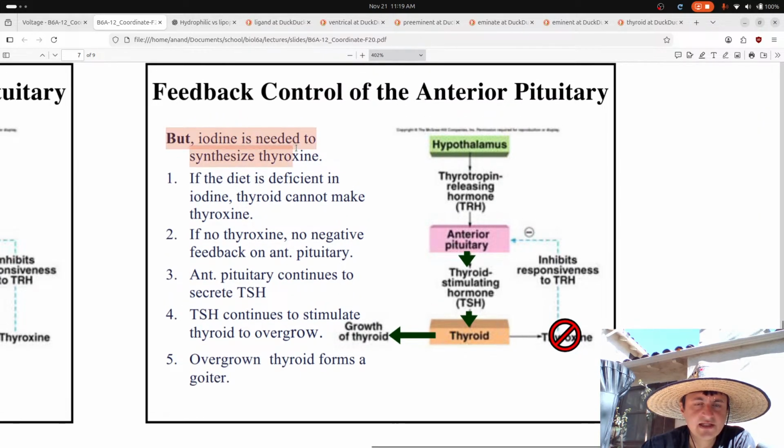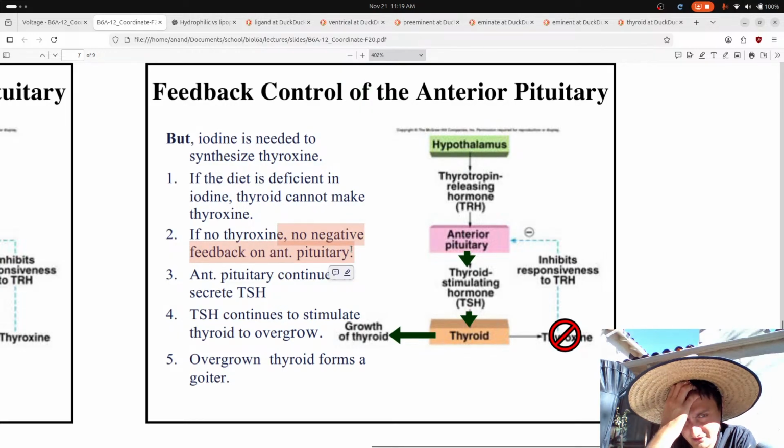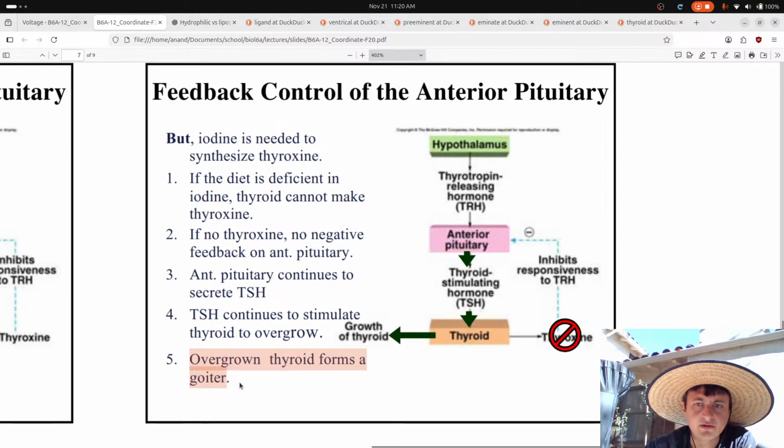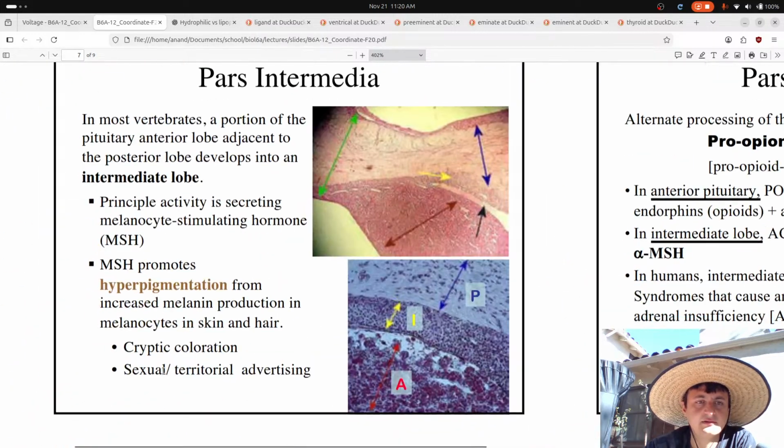Thyroxine from the thyroid feeds back to inhibit the pituitary from secreting more TSH. But iodine is needed to synthesize thyroxine. If the diet is deficient in iodine, the thyroid cannot make thyroxine. That's actually a better way to say it. If no thyroxine, no negative feedback on the anterior pituitary. The anterior pituitary continues to secrete. Okay. A goiter. What the hell is that?